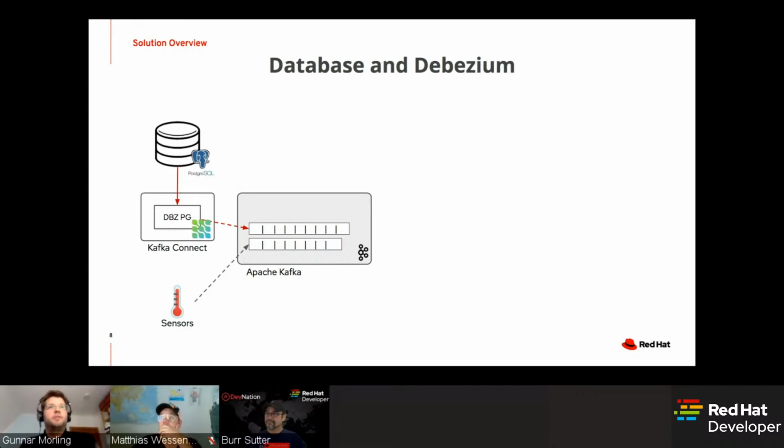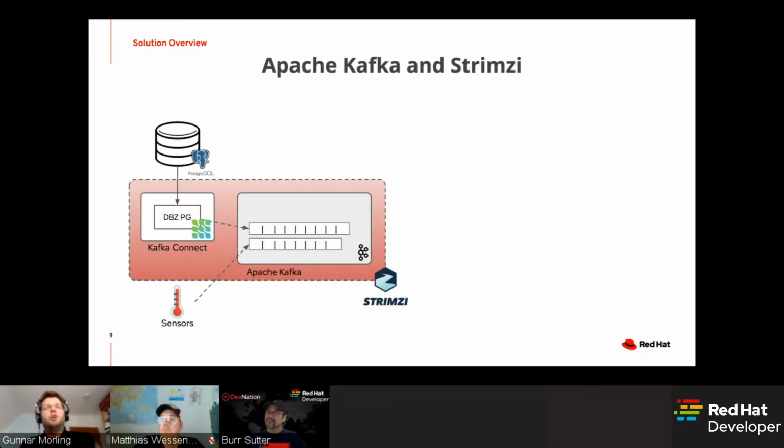So we have two topics in Kafka, and this Debezium, it's running in Kafka Connect. So that's another runtime which is part of Kafka for operating those connectors. And in order to run all this, we have set up Strimzi. So Strimzi is a Kubernetes operator which allows us to run and operate Kafka and Kafka Connect and all the surrounding things very easily on Kubernetes or OpenShift. So we will talk about that a little bit.